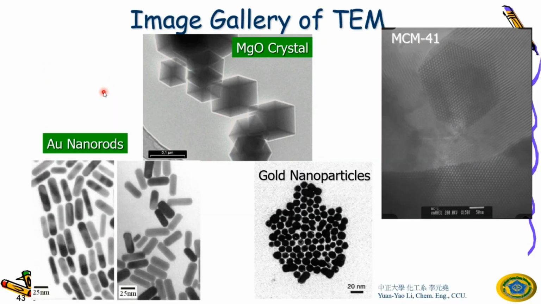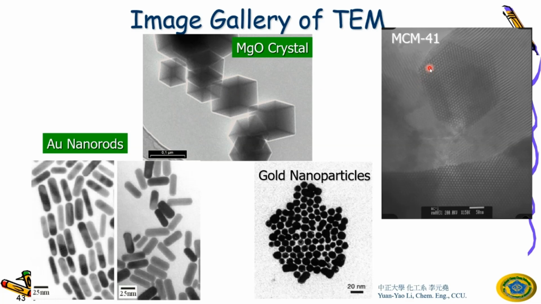So these are some images to show you the TEM image. As you can see, this is a magnesium oxide crystal. It looks like a cube, but as you can see there is something faintly inside. So the electron beam is very strong and transmits through this crystal, so you can see inside this crystal.